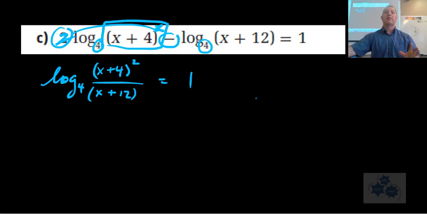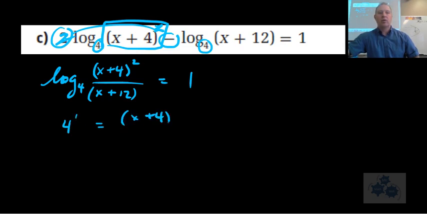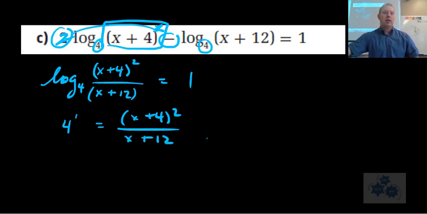So is everyone okay with that first step there? Using the laws of logarithms: the power law and then the quotient law. All right, so now that we have a logarithm on one side only, we can write it as an exponential. So this is 4 to the power of 1 equals (x plus 4) squared over (x plus 12). And then from there, it's a regular algebraic equation.